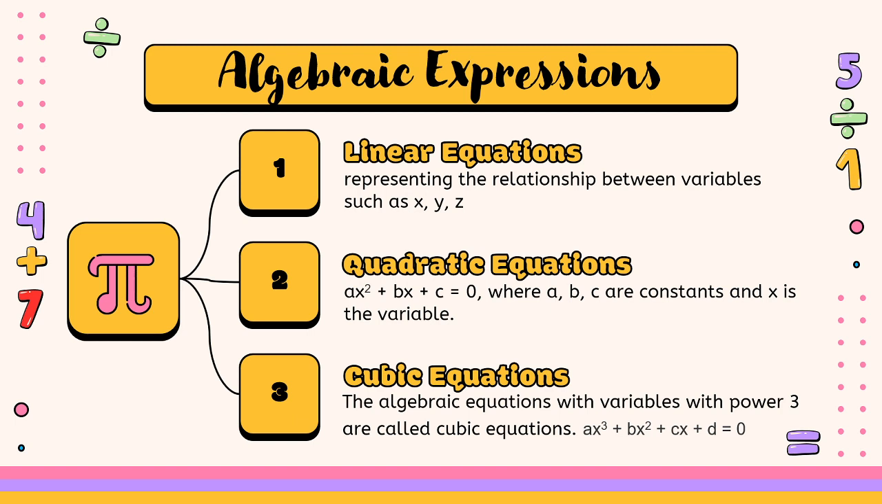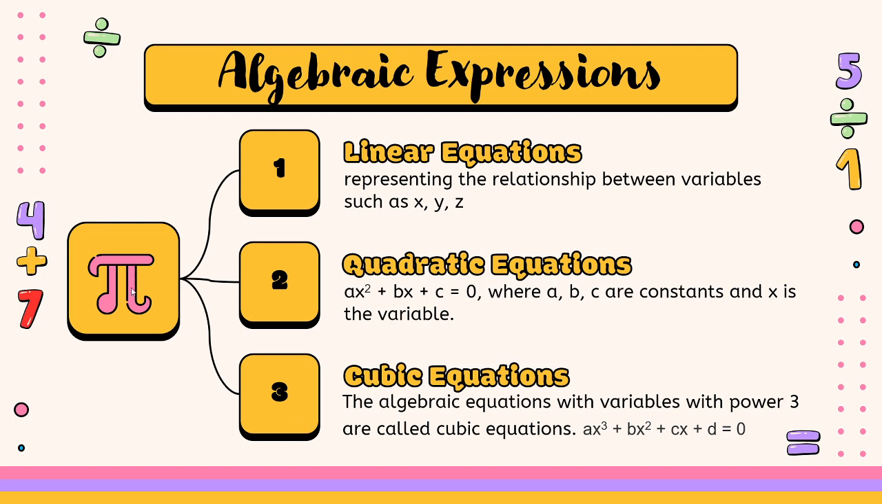Now the third one is cubic equations. The algebraic equations with variables with power of 3 are called cubic equations. A generalized form of a cubic equation is ax^3 + bx^2 + cx + d = 0.